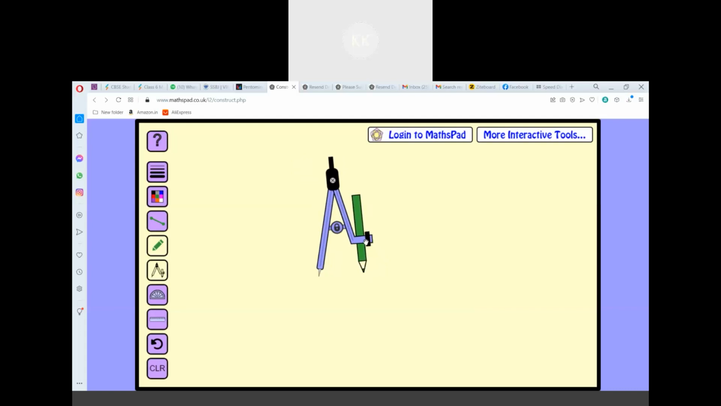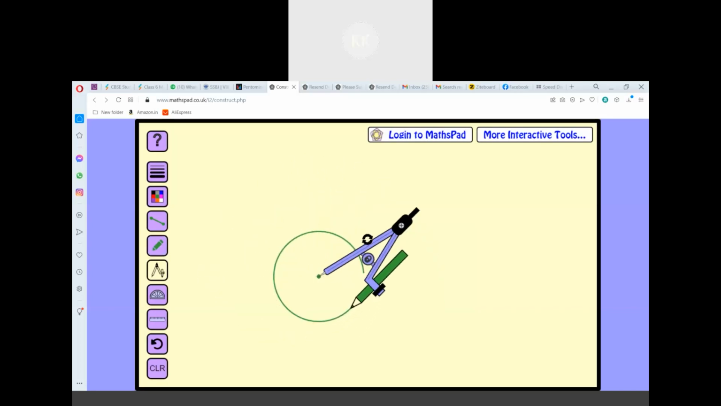Sir, we can see a compass, a green pencil. Now you observe, I am making a circle. We can see the compass now.